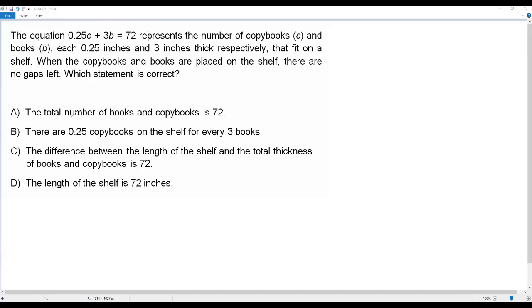But option A says the total number of books and copybooks is 72. That's completely wrong, because 72 gives the total thickness, but here option A says 72 represents the total number of books and copybooks. So that's wrong. So we can reject option A.